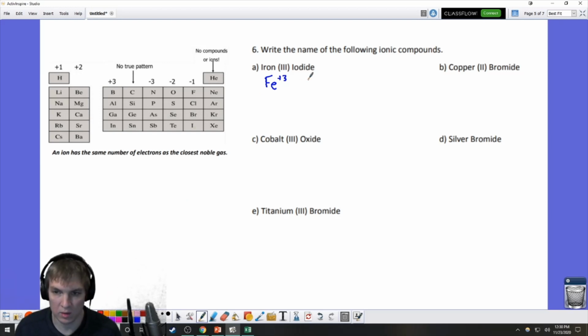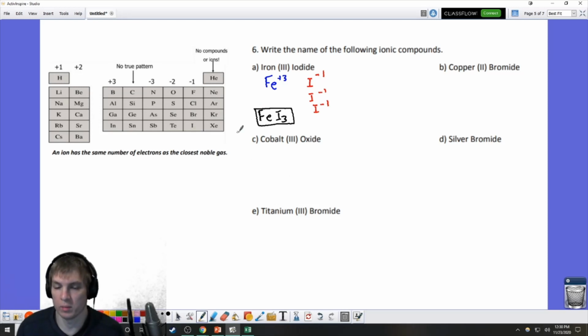Iodine has a symbol of I, and I know based off of our chart here that it's got a charge of -1. Well, if I have a +3 charge here and a -1 charge here, I need more negatives in order to balance out this positive for it to equal 0. So if I had 3 iodines and they each were -1, that would balance out the Fe with the +3 charge. So I can write down FeI3. That's the final formula for practice problem 6a.